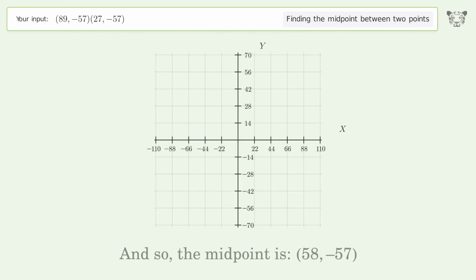And so, the midpoint is 58, negative 57.